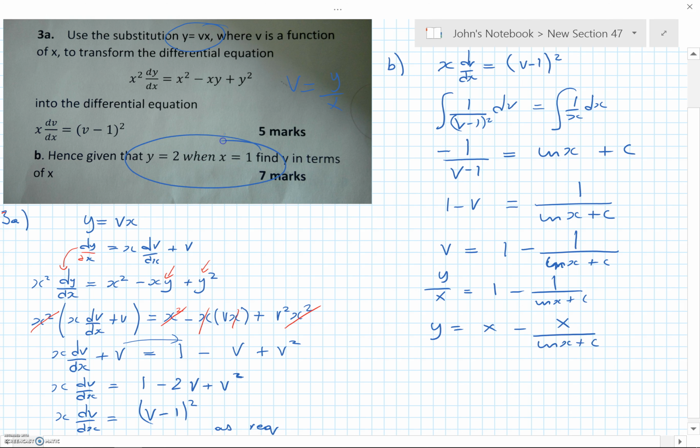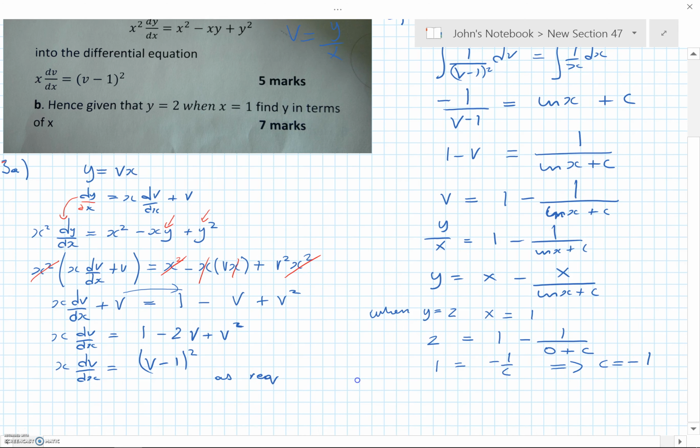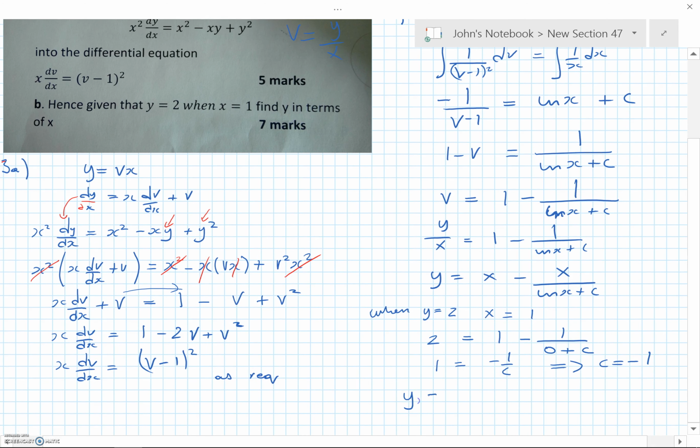That's our general solution, but we are given some information that enables us to give the particular solution here and therefore work out c. So we've got y equals 2, x equals 1, so we have 2 equals 1 minus 1 over ln 1, which is 0, plus c. Okay, so when we play around with that, we get 1 equals minus 1 over c, so that gives us that c equals minus 1, and here we go, we're done. We just rewrite the equation now with the value of c which we have just found.